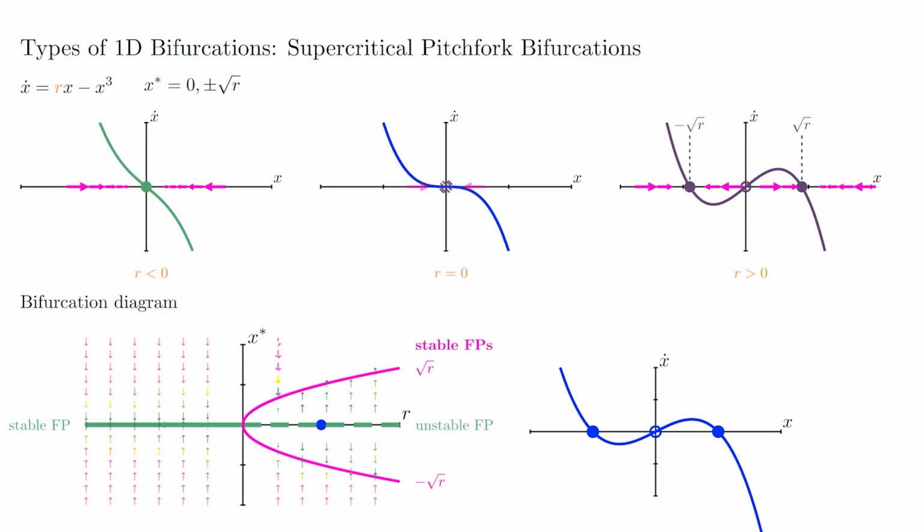And again, it looks like a pitchfork because a single stable fixed point for r negative becomes now three fixed points, one unstable and two stable. And it's when r passes through a critical value, which happens to be equal to 0, and increases beyond that point that you have the bifurcation occurring, and that's why this is called a supercritical pitchfork bifurcation.